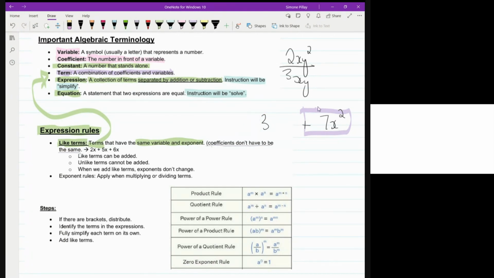What about something like, let's say we had something like this. Are these like terms? Uma is saying yes. Zach is saying yes. And you guys are correct. Now, what about something like this? Are these like terms?